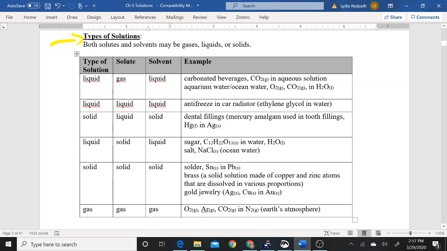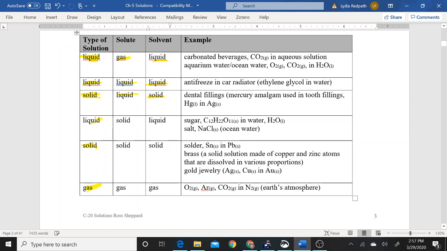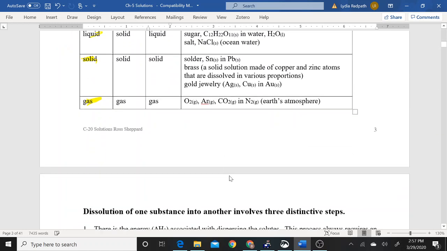Alright, so the big point of this again is the type of solution. So this is the actual state of the solution. You can have liquids, you can have solids, you can have gases, you can have solutes, where the solute is a gas in a liquid, or the solute is a liquid dissolved in a solid. There's so many different ways that you can look at it. That's all that chart is really trying to show, and then of course it gives you various examples for it.